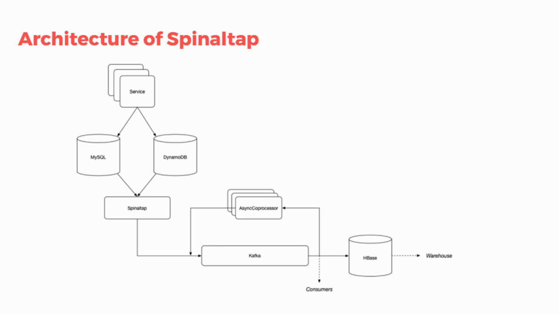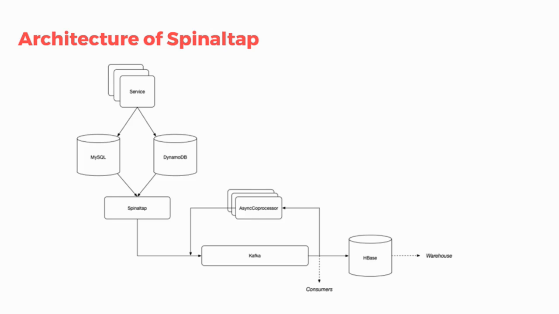This leads to the overall architecture of Spinaltap, our change data capture system. We have a bunch of services that do writes to different types of data stores. In this case, we're using both MySQL and DynamoDB. Spinaltap as a service listens to the changes to these databases. It populates the changes into Kafka in a very neutral format. The reason we're using a neutral format like JSON is because we don't want the downstream services to know the specifics of the MySQL replication protocol.